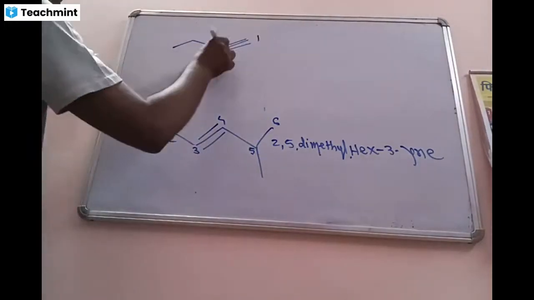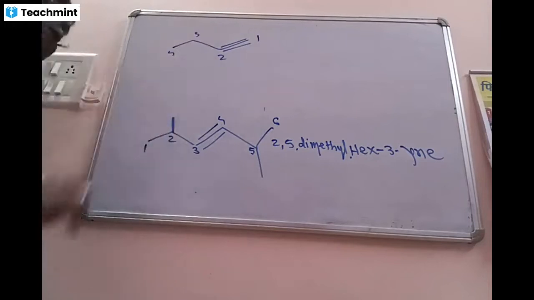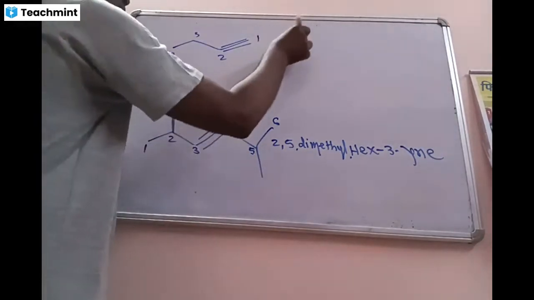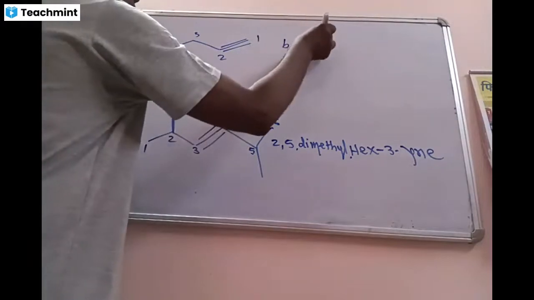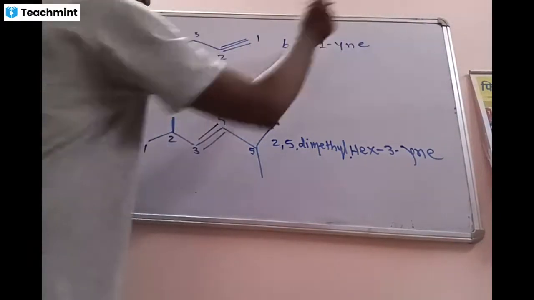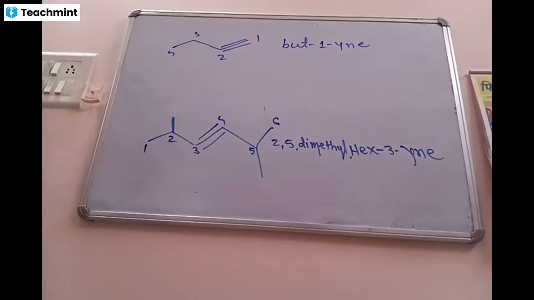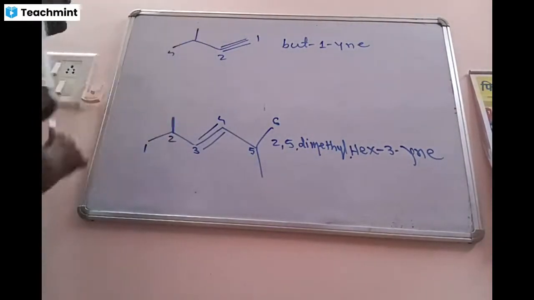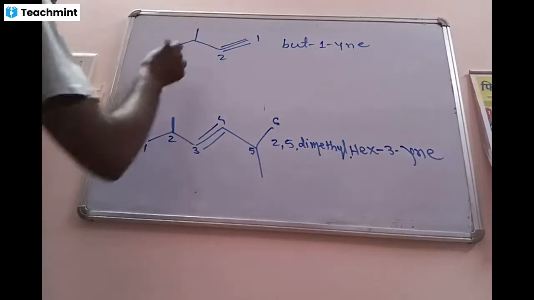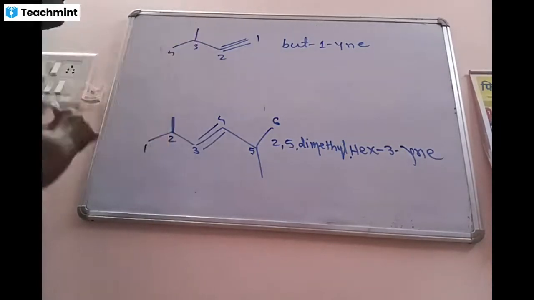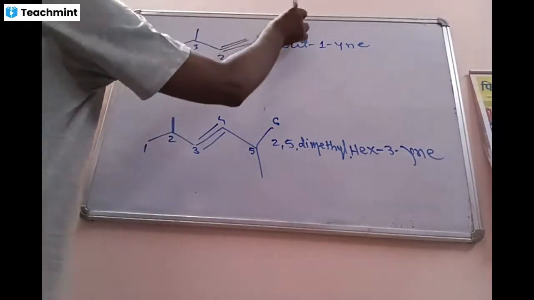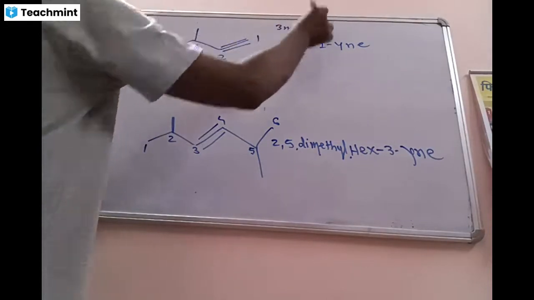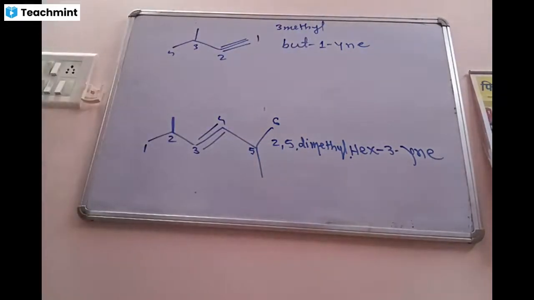Yes, 1, 2, 3 and 4, right? Yes. Yes, then but 1 yne, right? If you have something different here, then that should be, yes, 3-methylbut-1-yne. Yne for alkyne, right?